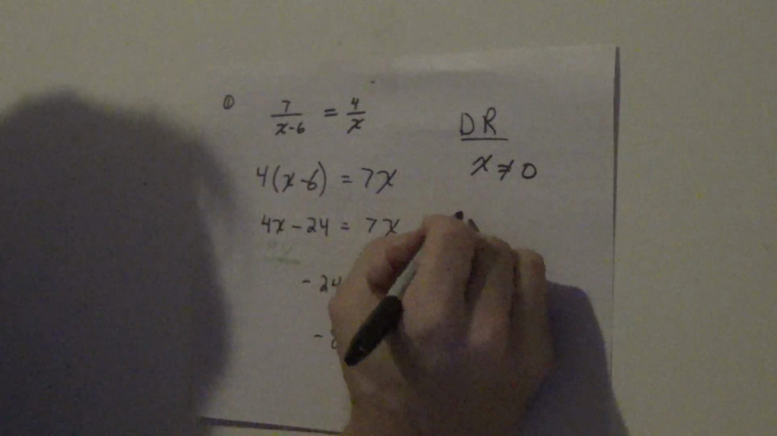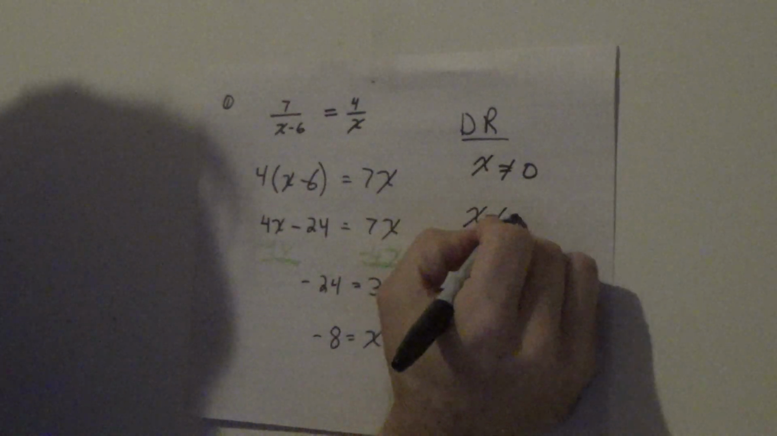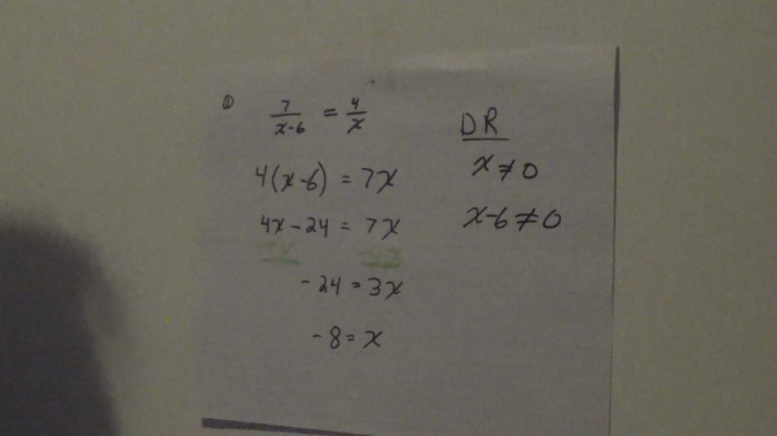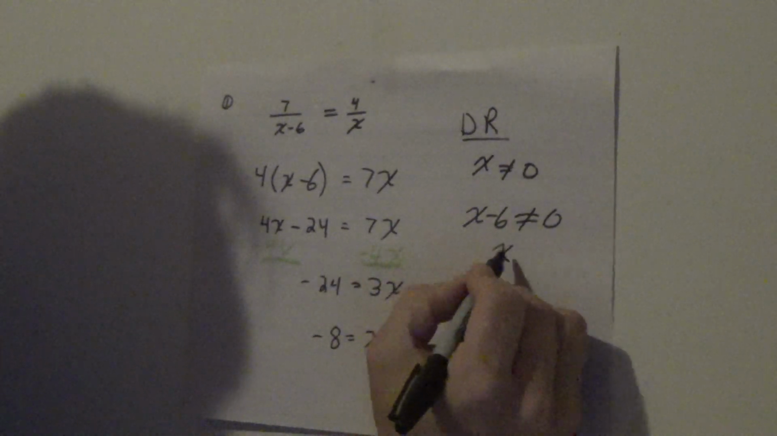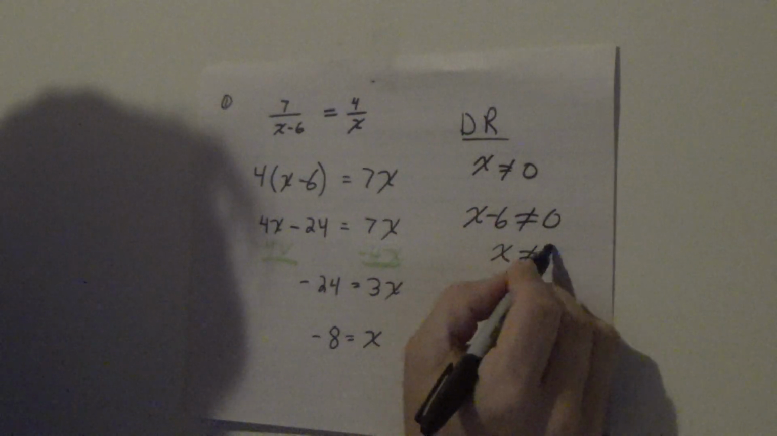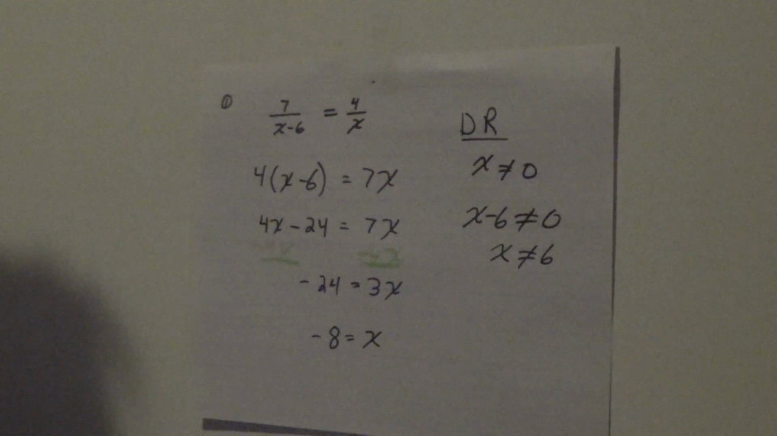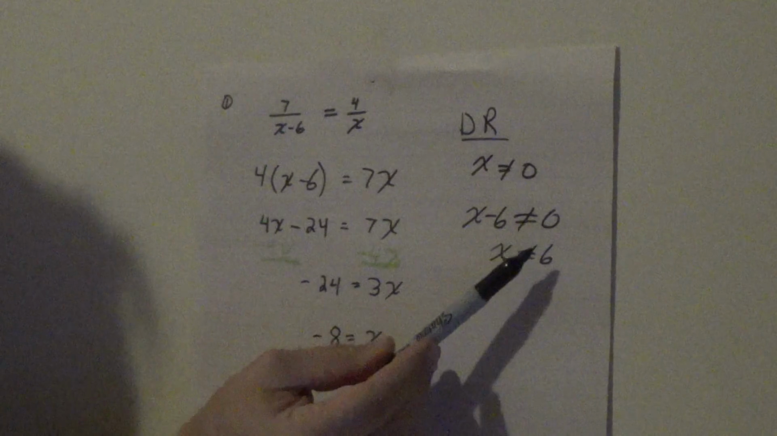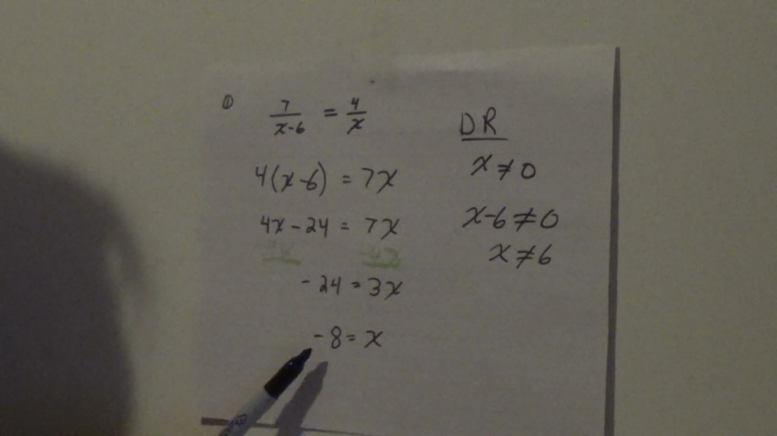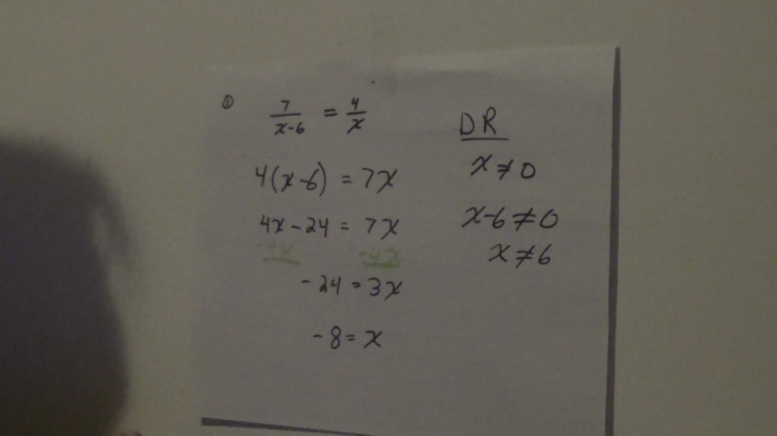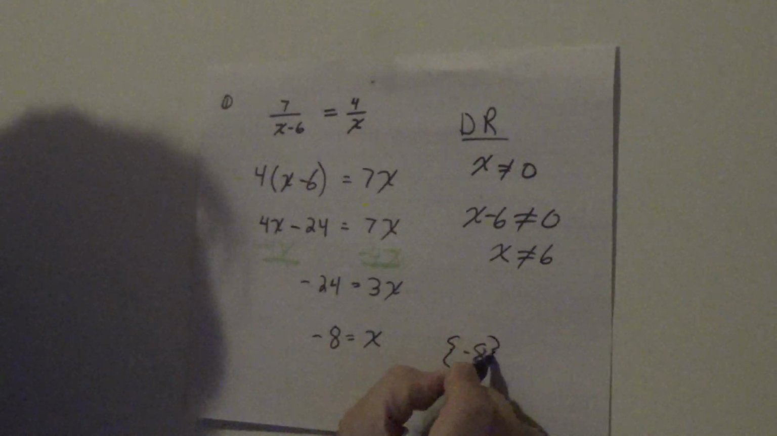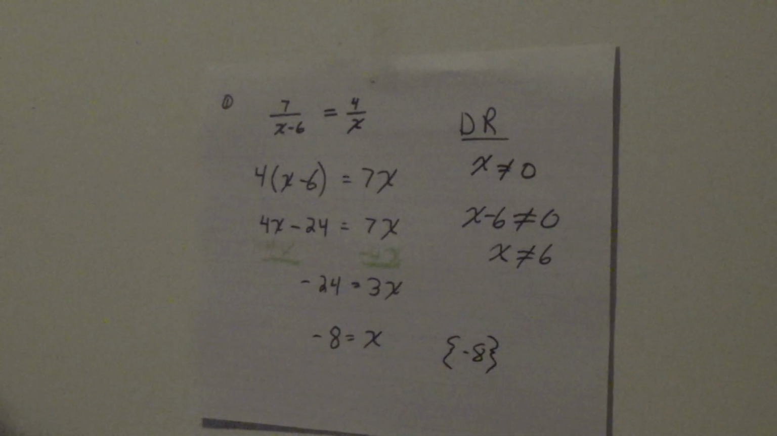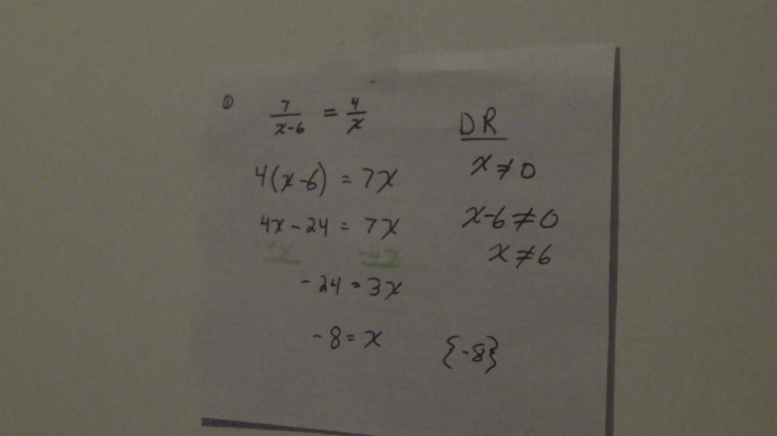Our other denominator, x minus 6, is also not allowed to equal 0. If we were to solve that for x, we'd add 6 to both sides, so x would not be allowed to equal 6. So our domain restrictions are 0 and 6. Since negative 8 is not restricted, it's an allowable answer. Therefore, negative 8 is our answer. And that's how we do these problems.